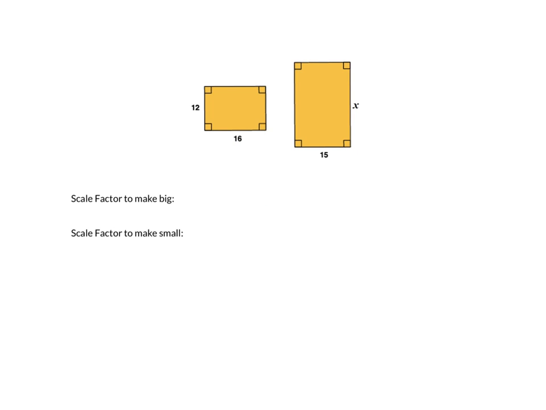All right, let's look at this one. Again, we have to identify corresponding sides. So the short side of this rectangle is going to correspond to the short side of this rectangle. To find the scale factor that makes it big, I'm going to think how many 12s will it take to make a 15. So I know I can fit one full 12 in there. And the next group of 12, I can't fit another full 12. I can only fit 3 of the 12.